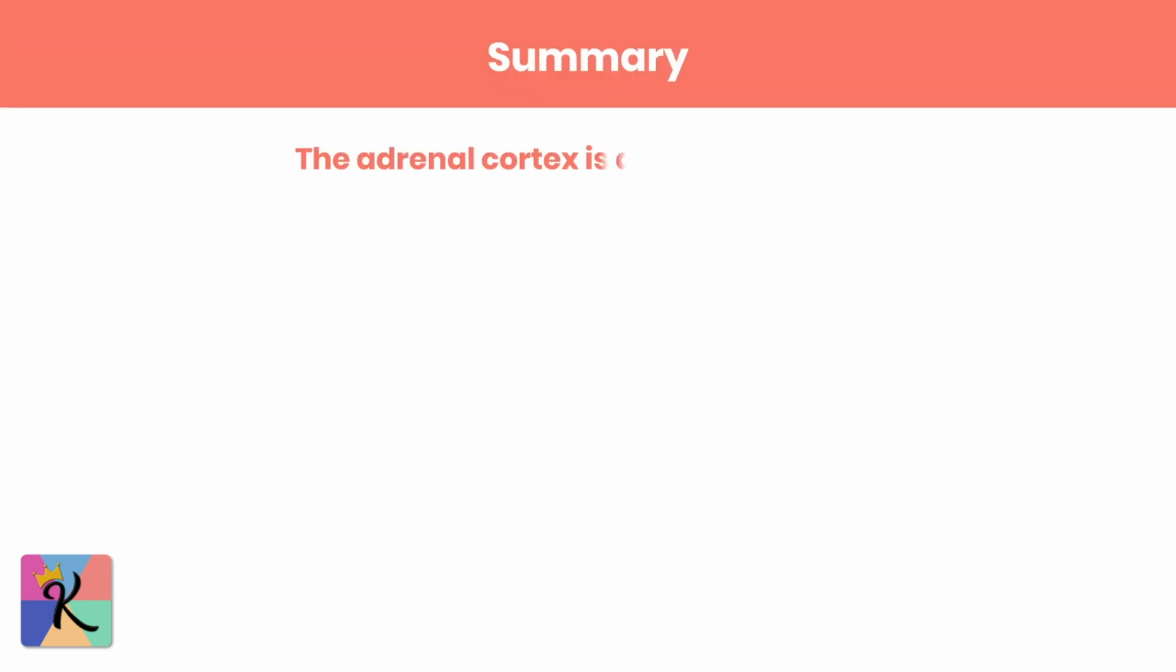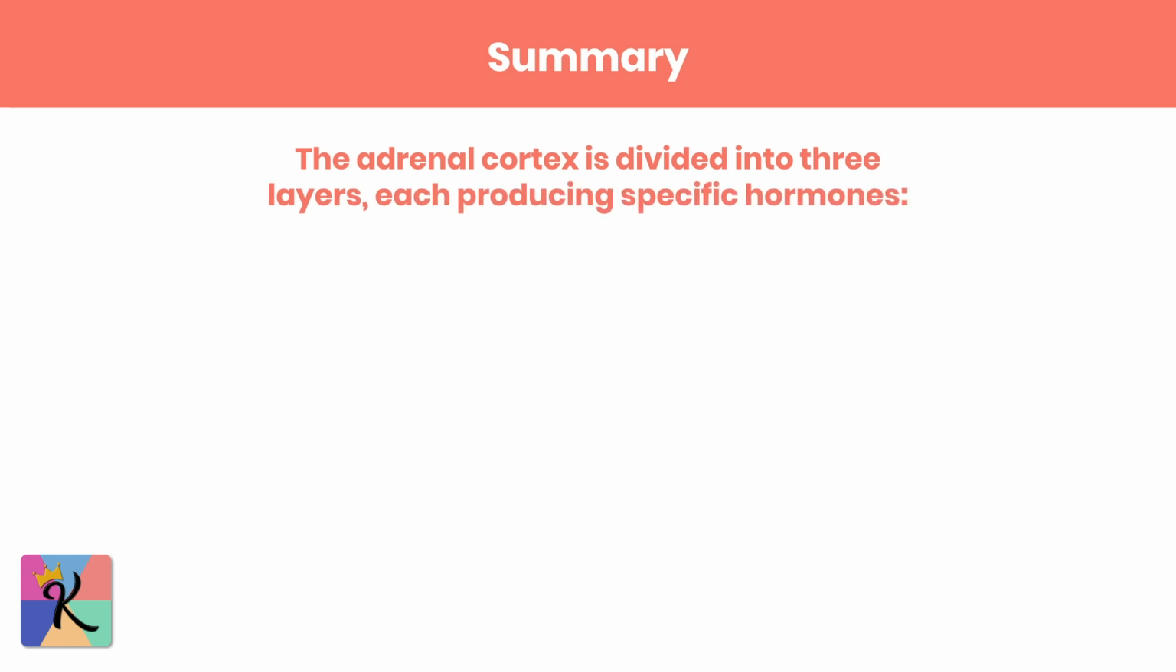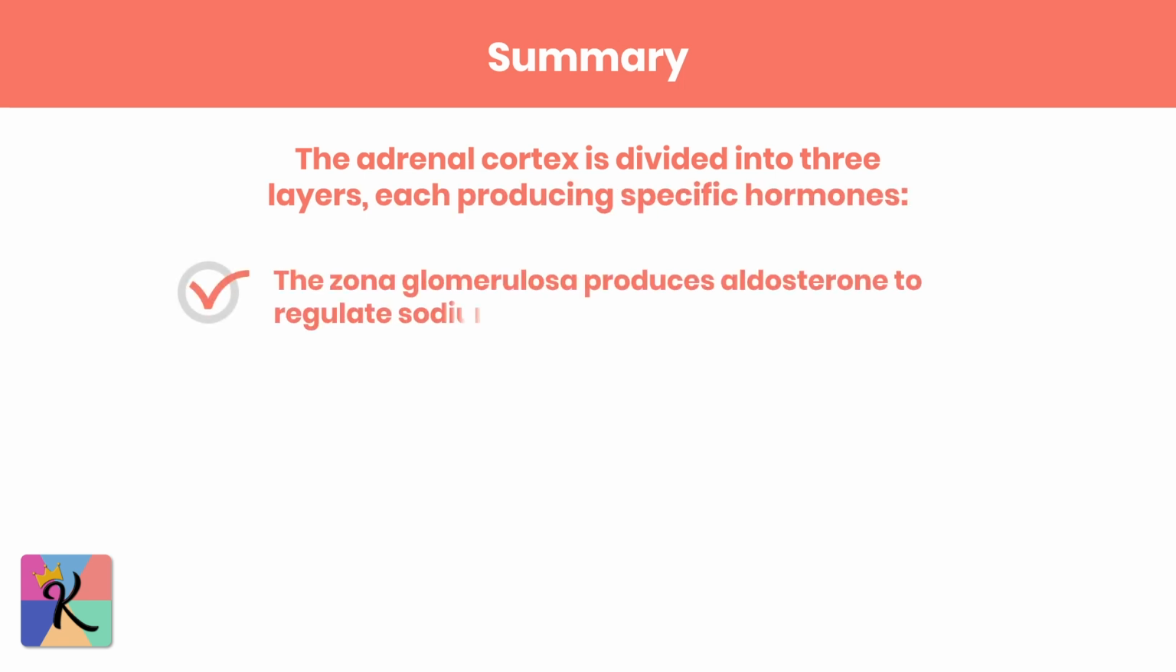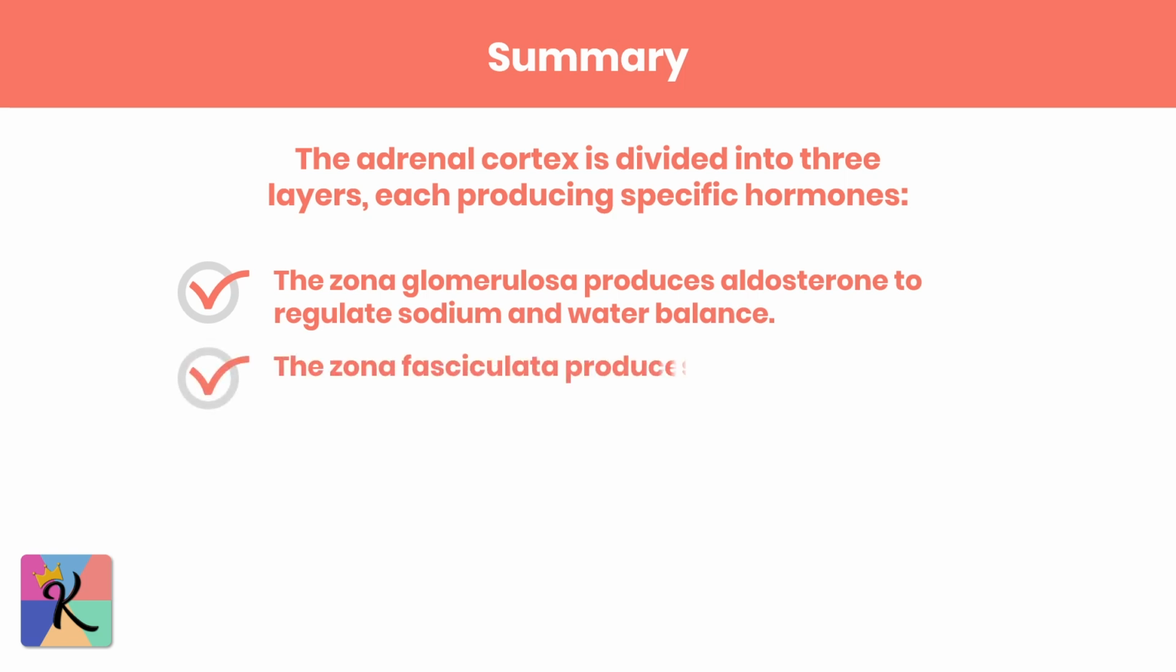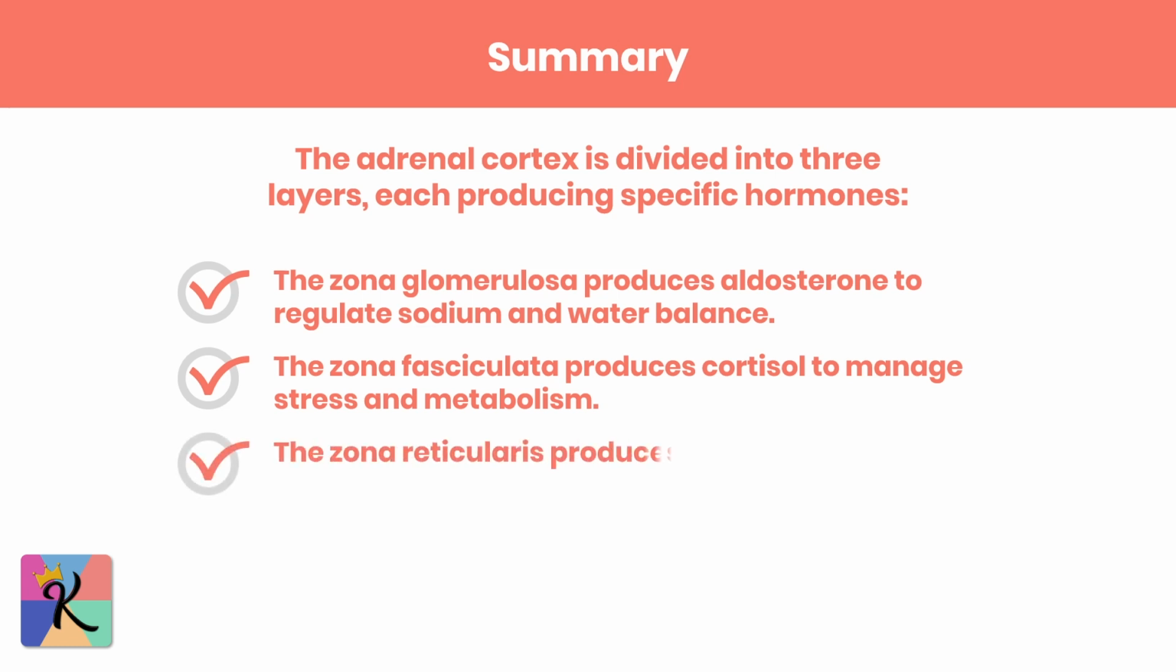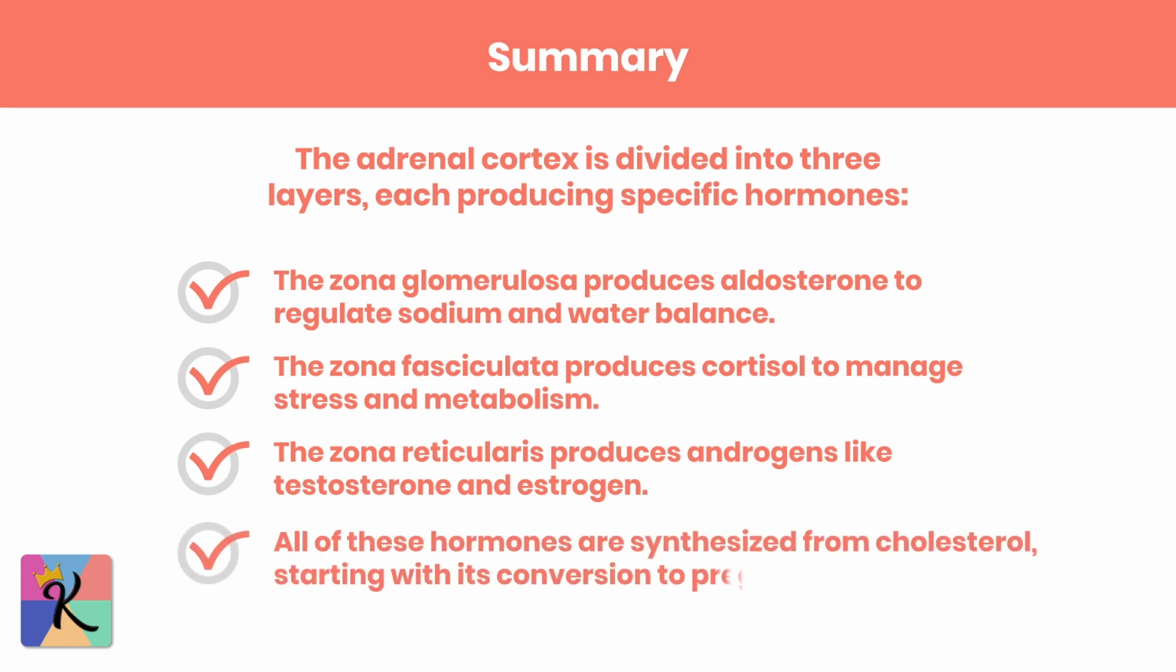To recap, the adrenal cortex is divided into 3 layers, each producing specific hormones. The zona glomerulosa produces aldosterone to regulate sodium and water balance. The zona fasciculata produces cortisol to manage stress and metabolism. The zona reticularis produces androgens like testosterone and estrogen. All of these hormones are synthesized from cholesterol, starting with its conversion to pregnenolone.